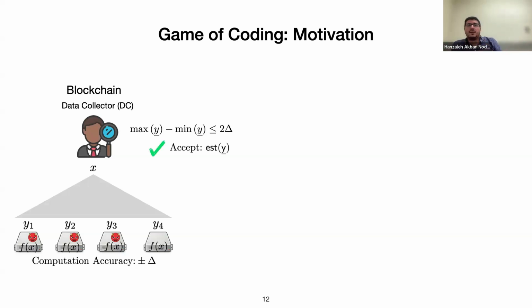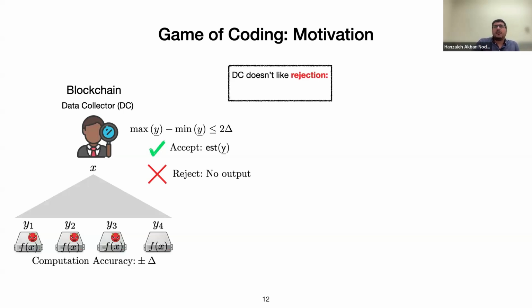If this is the case, the data collector will accept the computation and estimate something as the output for y equals f of x. If it's not the case, the data collector rejects the computation. But the point here is that the data collector doesn't like rejection, because whenever the data collector rejects the outputs, we kill the system's liveness. The data collector likes to keep the system live, so it doesn't like rejection.